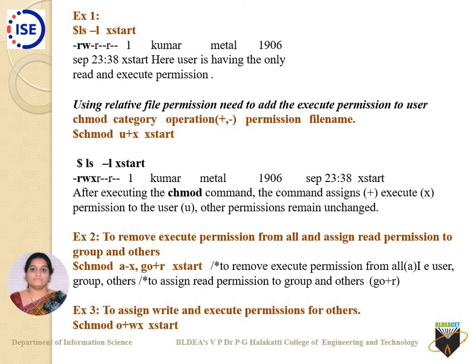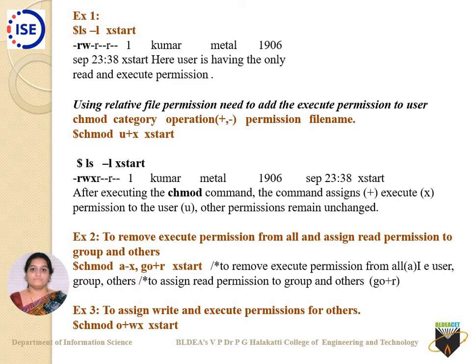So what has been asked here? Assign read permission to group and others, so group and others plus r. That is nothing but read permission is added to group and other members for this file called exstat. To remove execute permission from all, you can use either a minus x, or you can use ugo minus x. Both of them will do. Then comma go plus r, that is with group members and others, you can add read permission to it.